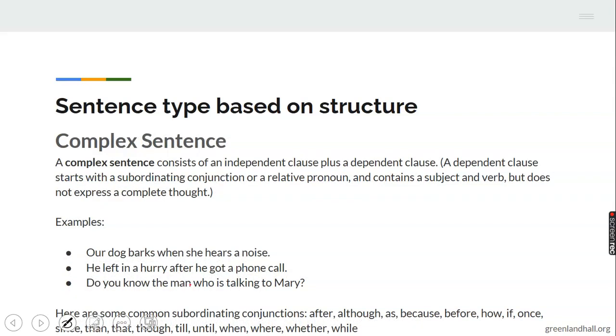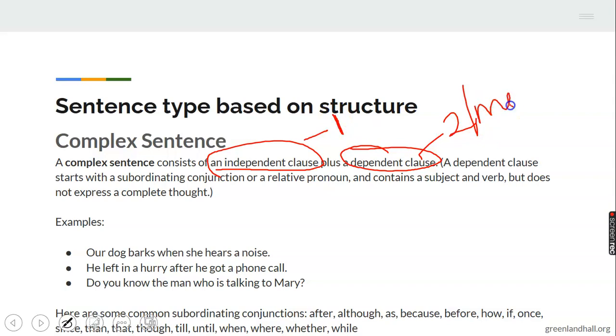Complex one. When a sentence is complex, it must have an independent clause with a dependent clause. I will say it can be one or more dependent clauses. But mind you, it must be just one independent clause. This can be two or more dependent clauses. That is what a complex sentence is.